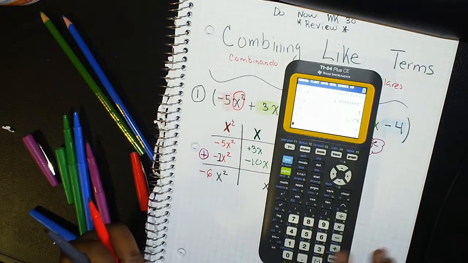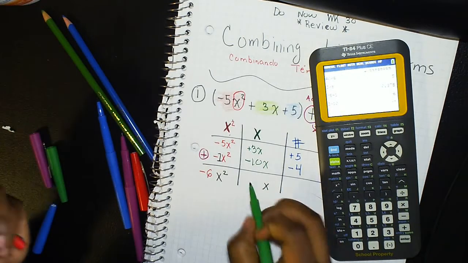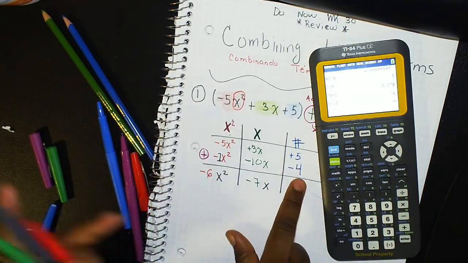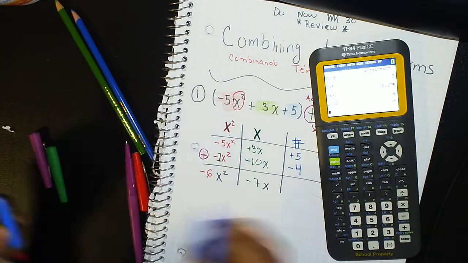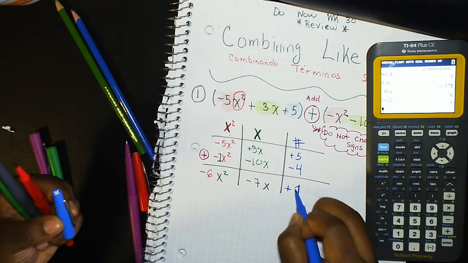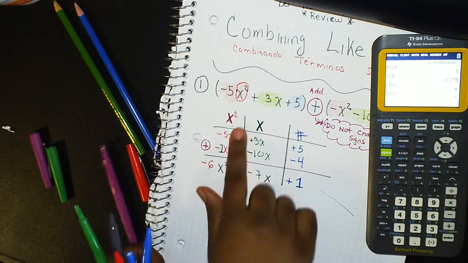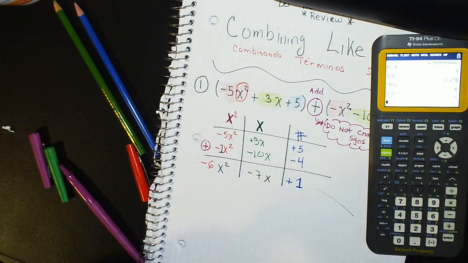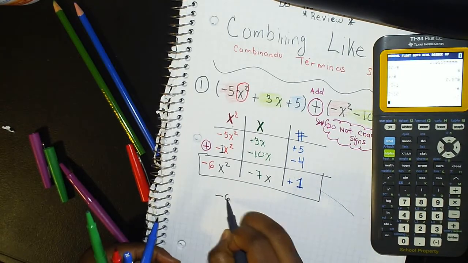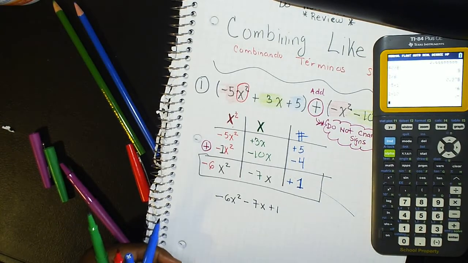So let's do 3 minus 10. 3 minus 10 is -7x. And then 5 minus 4, we know that's going to equal 1. I don't need a calculator for that one. So I'm going to put +1 because it is positive. Once we are done adding up all of our terms, we are done. This is our answer. So if you want me to rewrite it, it's -6x squared minus 7x plus 1.